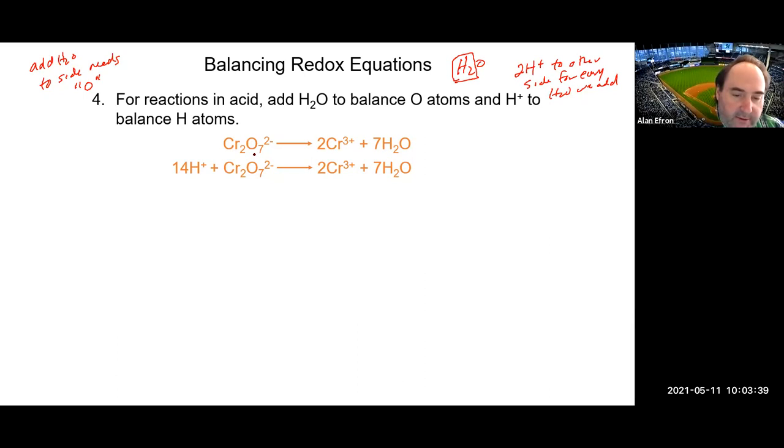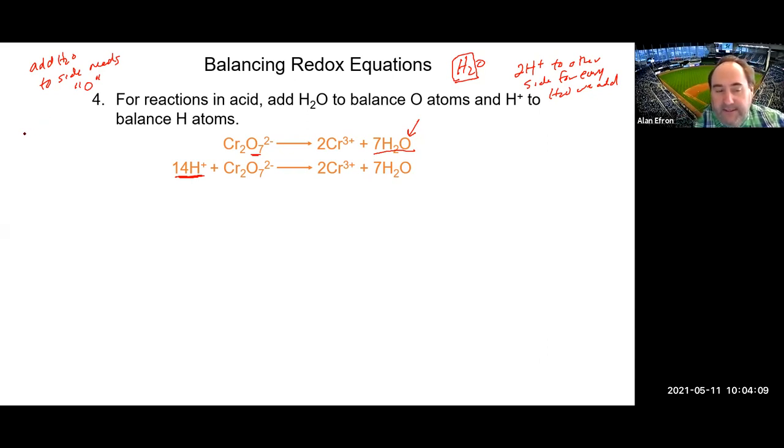Originally here there were 7 oxygens, none on the right. We added 7 waters to balance out the oxygens. Because we added 7 waters, that added 14 hydrogens to the right-hand side. To balance that out, we add 14 H pluses to the other side. Again, that's going to keep us balanced in terms of both hydrogen and oxygen. Any questions on that move there?